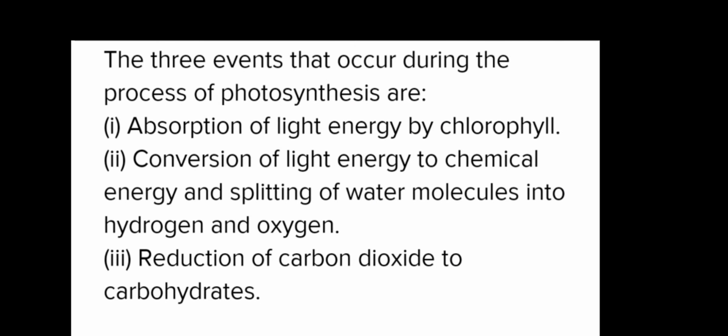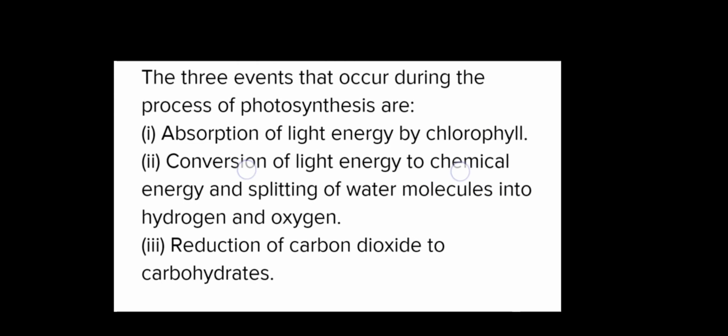Now, again let us see, the three events are given. You can read them from the image: absorption of light energy by chlorophyll, conversion of light energy to chemical energy and splitting of water to hydrogen and oxygen, and reduction of carbon dioxide to carbohydrate. Step number 1 and 2 is light reaction because it requires the availability of sun. If sun is not there, then these two steps cannot take place. The third step may occur in presence or absence of sunlight. That is why it is known as the dark reaction.